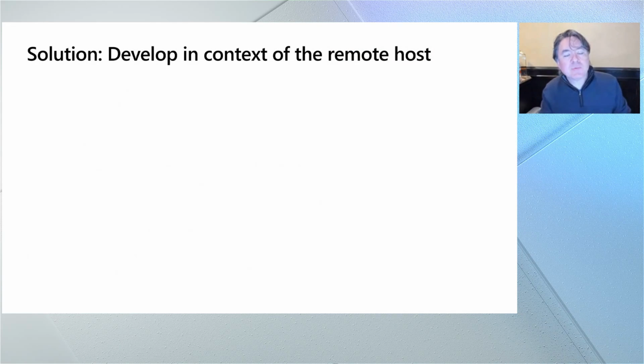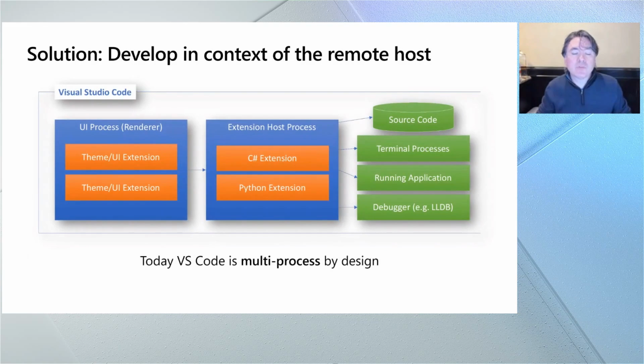So the idea that we had was that instead of developing locally and moving things around, you would develop in the context of the remote host. So this is the architecture of Visual Studio Code today. And it's one of the reasons that Visual Studio Code is able to be robust and fast, because the main process that you see in VS Code, we call it the UI process, the renderer. That's where everything, your menus, activity bars, all that stuff lives and runs.